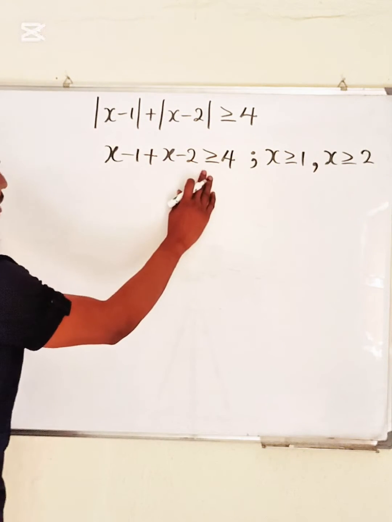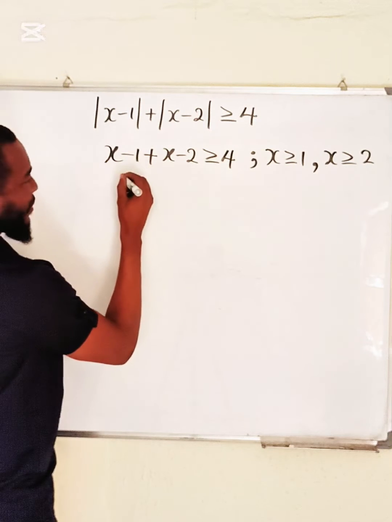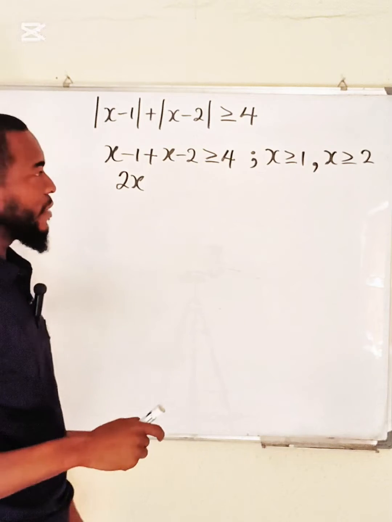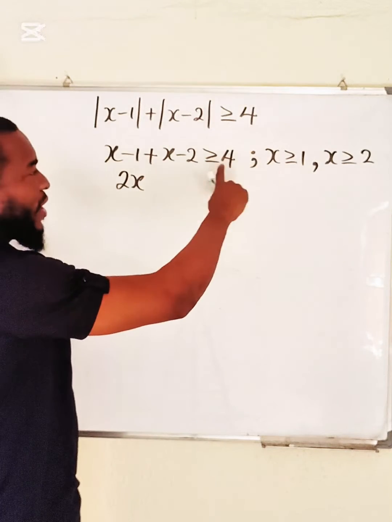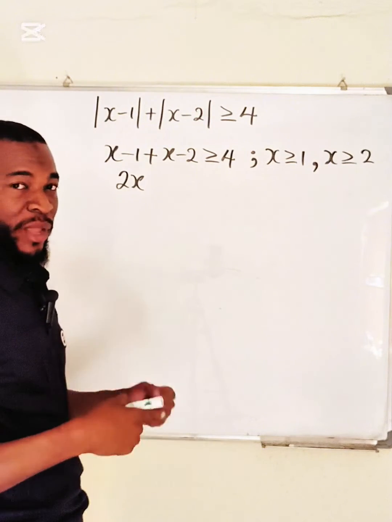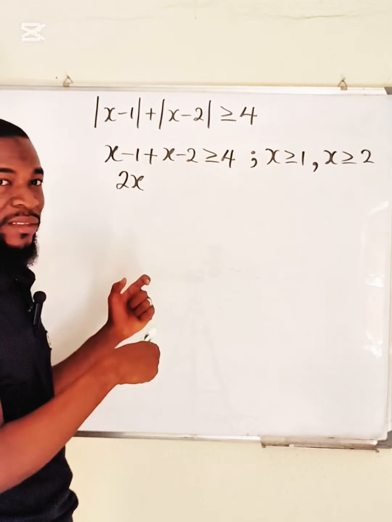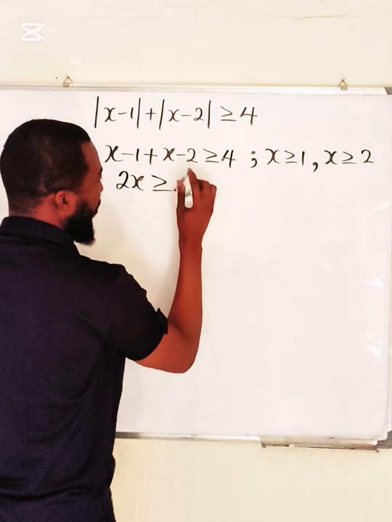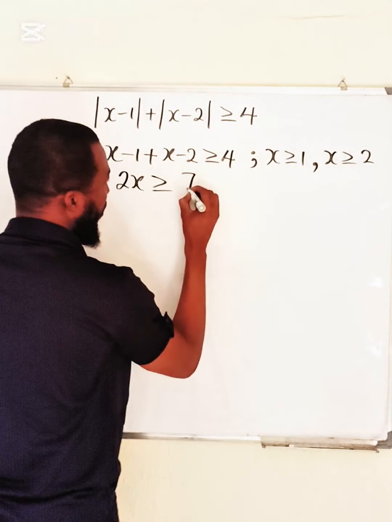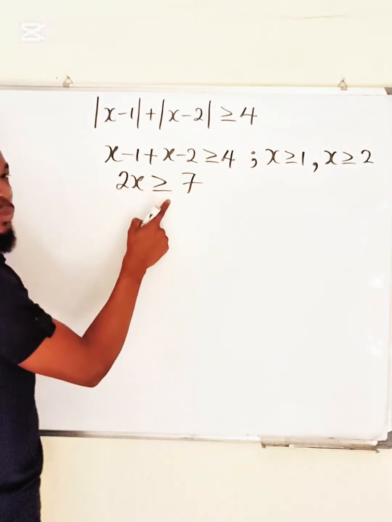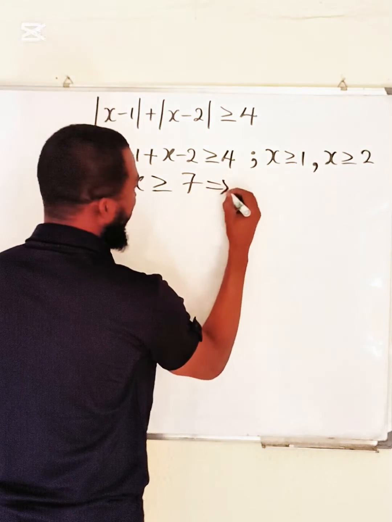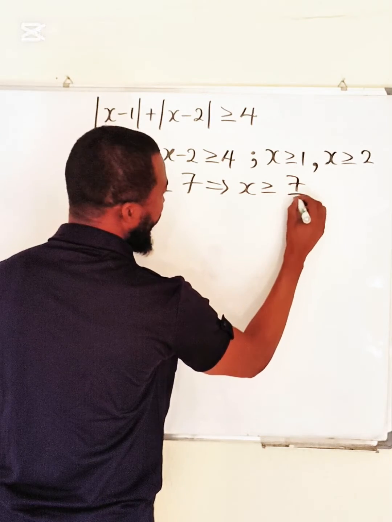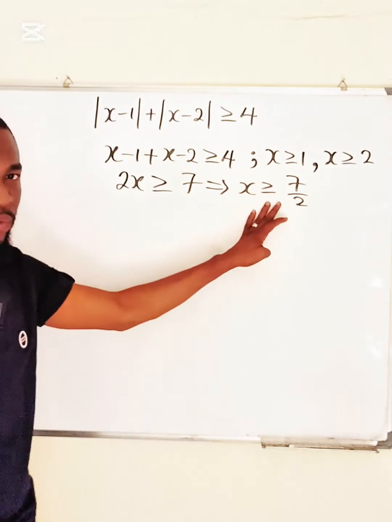So we solve this. x and x will give us 2x. Minus 1 minus 2 is minus 3. But we can take minus 3 over the inequality sign and it will become positive. 4 plus that 3 will give us 7. So this is 7. Then we divide both sides by 2. This implies that x is greater than or equal to 7 divided by 2. So we are done with the first solution.